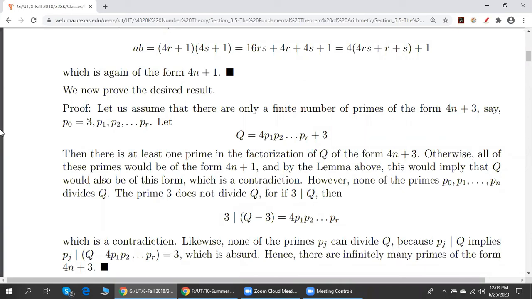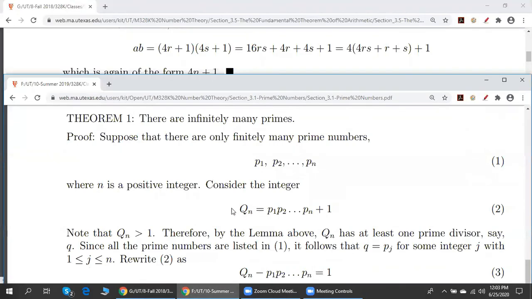What you are saying is actually not correct. Here is why. Note that we came up with the conclusion that Q is not divisible by any of these numbers thanks to the assumption that there are only a finite number of primes. Going back to this, Q is not divisible by any of these prime numbers, but it does not necessarily mean that this is prime.